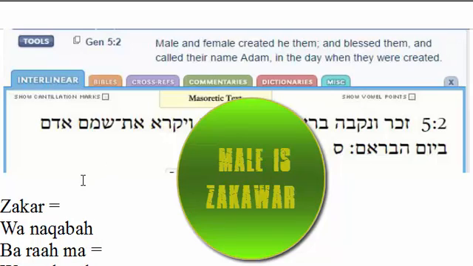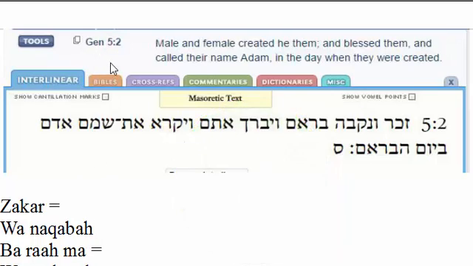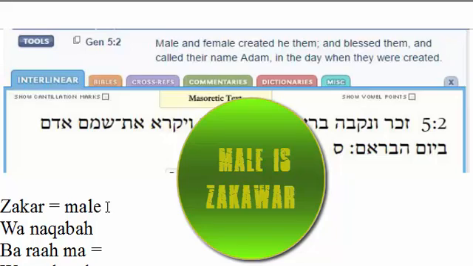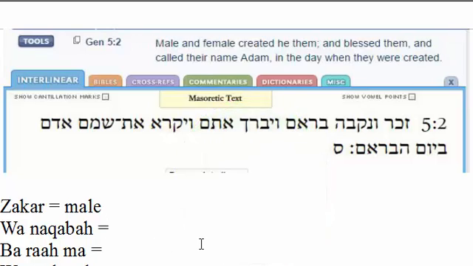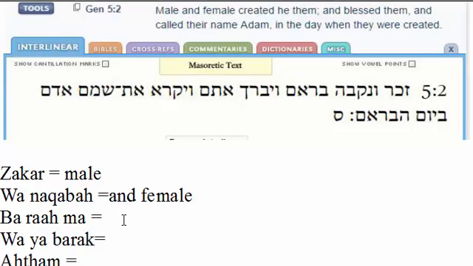but in this case, in Genesis 5:2, the word Zakar means male. It could be Zakara, but in this case, it's male. Now the word Nakwaba, when the Y at the beginning of a word, when it's not connected, is and. Nakwaba means female. Okay. Now you got the word Bara Ama.